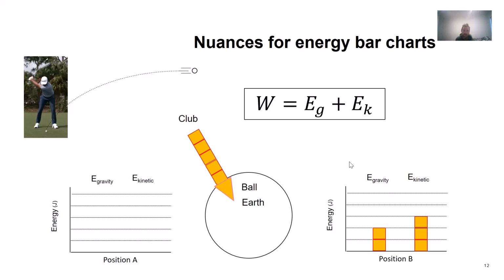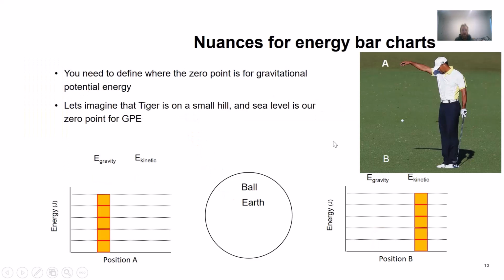Okay, so now you've got a visual definition of work, what work is, and it's so much more meaningful for our students. The second nuance for energy bar charts is that you choose where the 0 point is. So before we said that B was the 0 point for gravitational potential energy. So when it got to B, it had no gravitational potential energy. But let's imagine that Tiger's on a small hill. Okay, so B is no longer the 0 point. And at the bottom of the hill, sea level is our 0 point.